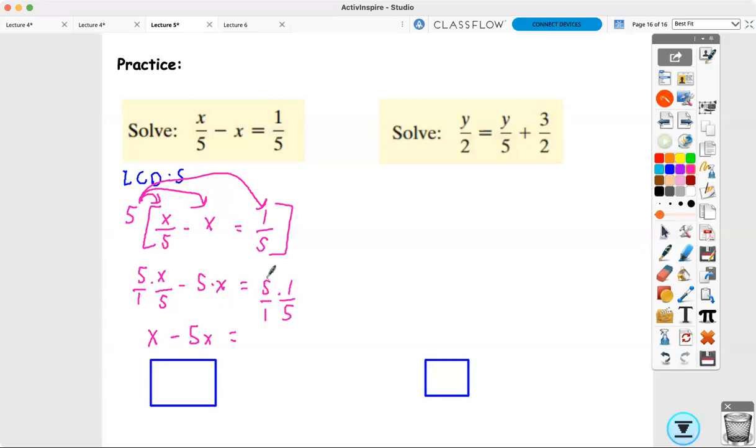Well, over 1, right? 5 times 1 is 5, times 1 over 5, which is 5 over 5, which is just 1. Does everyone see where we get from the LCD to this point, guys? Everyone with me?